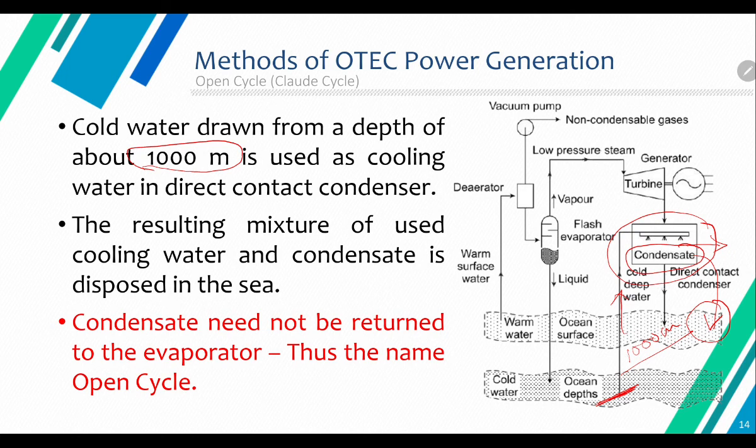That is why it is known as an open cycle system. Once the water is taken, it is not reused at all. It goes back to the ocean. The condensate need not be returned to the evaporator, thus the name open cycle. Why do we call it an open cycle? Because the condensate need not be returned to the evaporator, thus the name open cycle. Hope it's very clear.